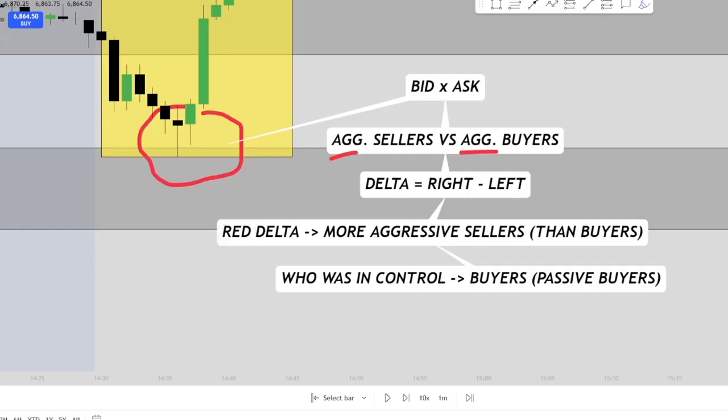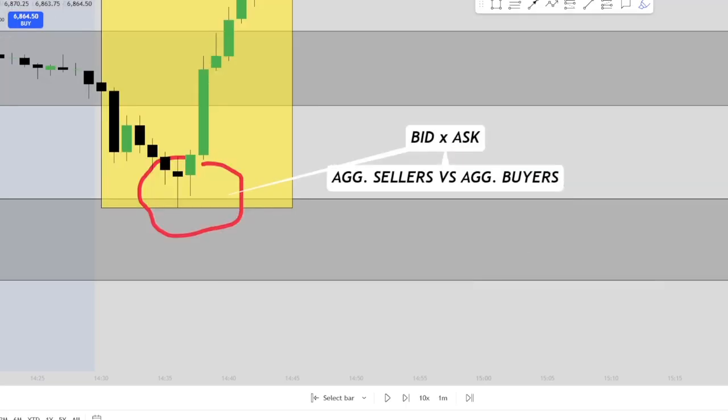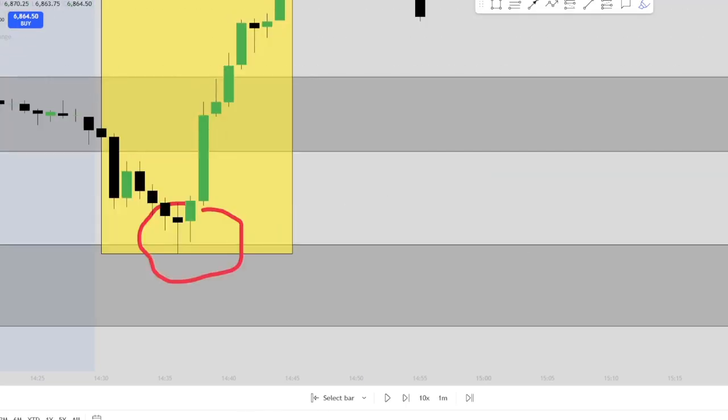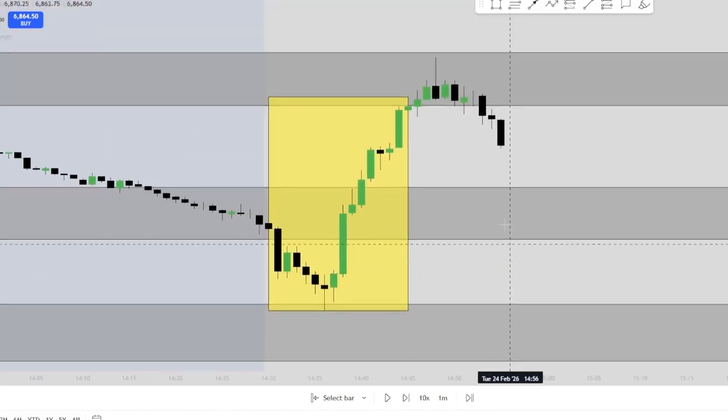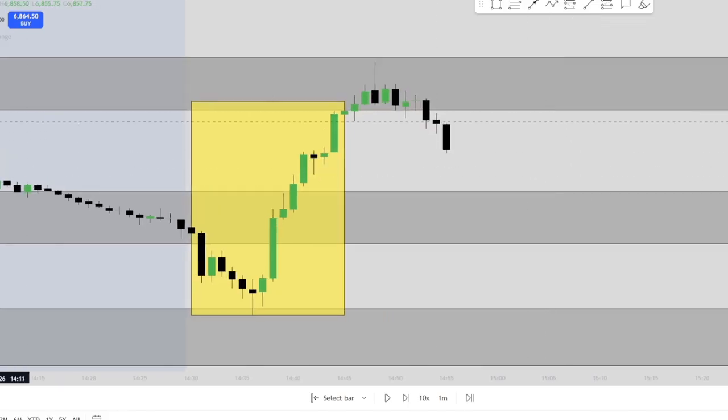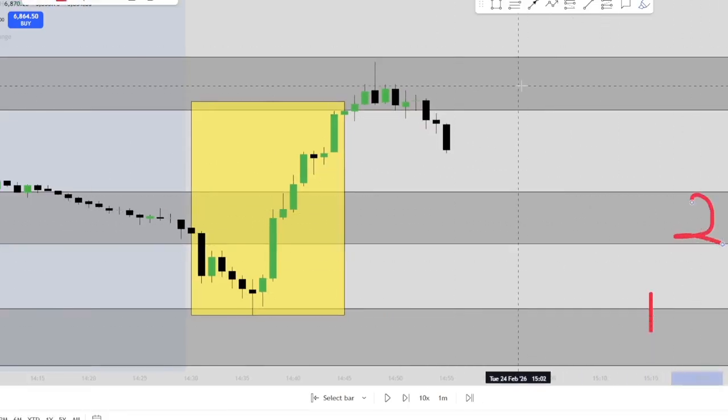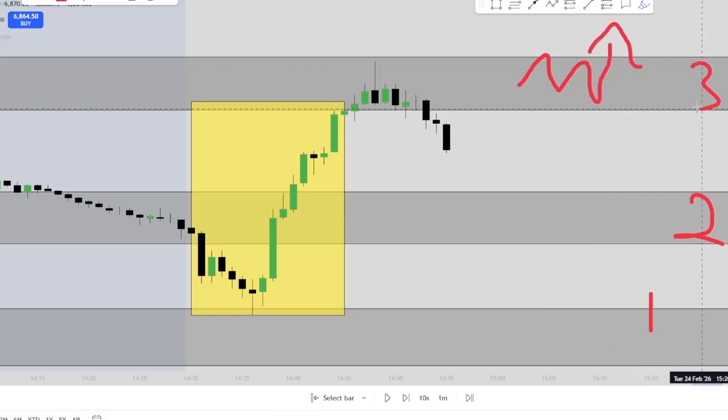The passive buyers being in control is what makes us understand that the market is actually bullish, right? This is what makes the market bullish. Nothing else makes the market bullish the way this does. So now we're looking at key level 1 and key level 2. So if this is 1, this is 2. We're looking to take a trade off, and this is 3. We're looking to take a trade off ideally 2 or 3, which is exactly what happened here.